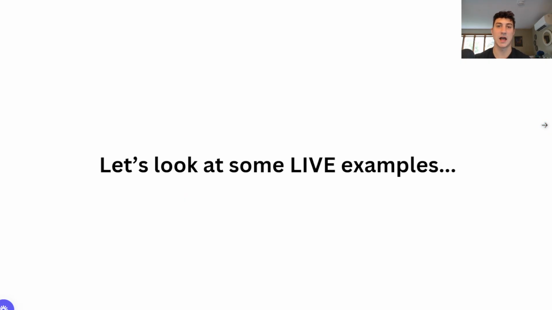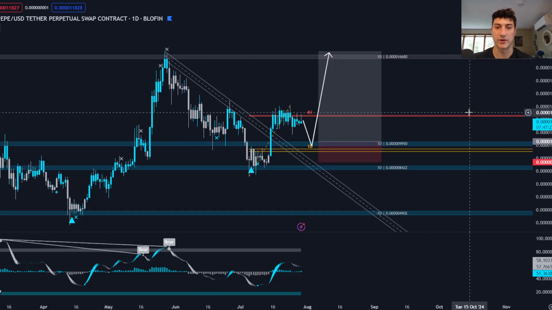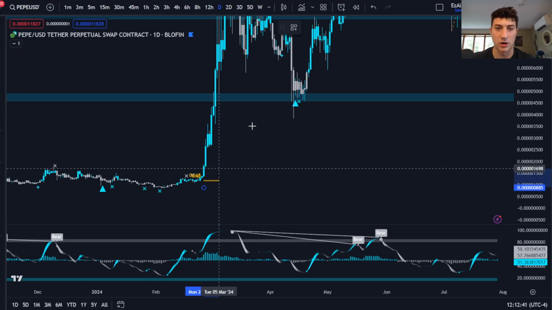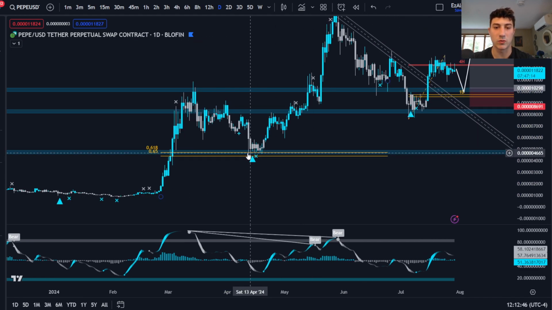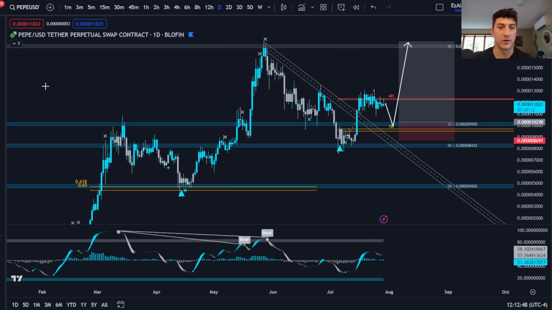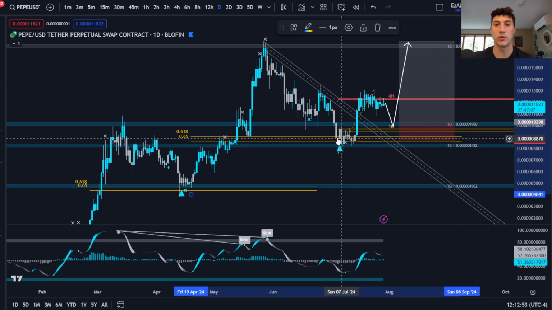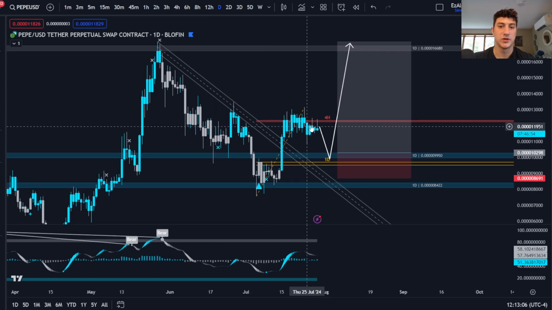All right, now let's look at some live examples. So these setups have not played out yet. So in case you're thinking, Matt, you're just cherry picking certain setups, no, this is going to be using the golden pocket to continue the trend. Now, just for more proof that this works, if we take our golden pocket tool all the way from this major swing low to the swing high, we come right to that golden pocket. And again, if we drop from the swing low to the swing high, again, we come right to that golden pocket.